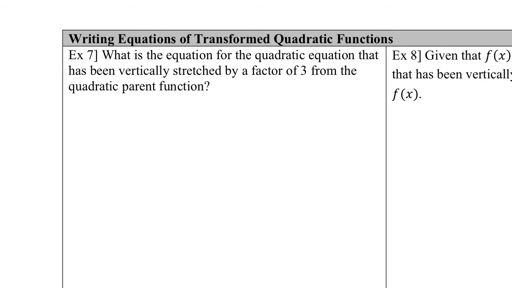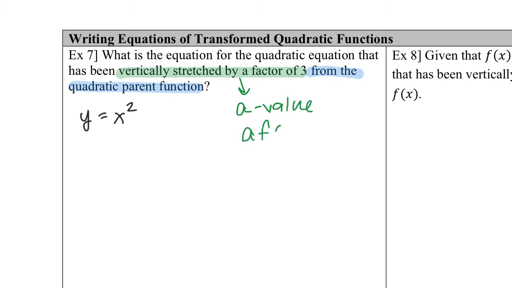So again, find where you're starting from. In this case, it says from the parent function. So my parent is y equals x squared. Now, what are we doing to it? I'm going to vertically stretch it by a factor of 3. So being vertically stretched, that's your a value. So it's going to be a times f of x. So a is what's multiplied to the front of my function.